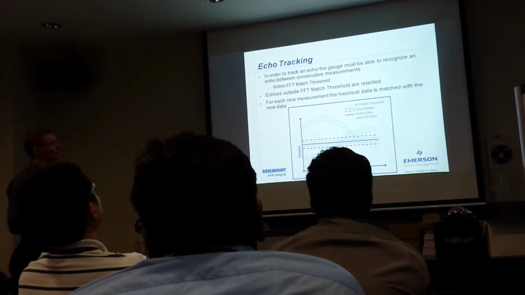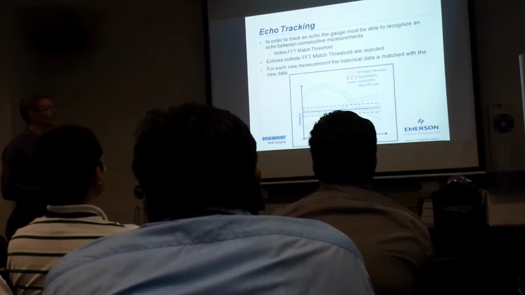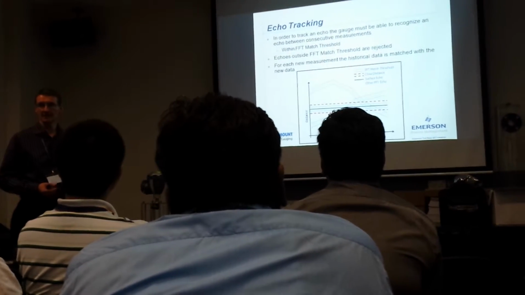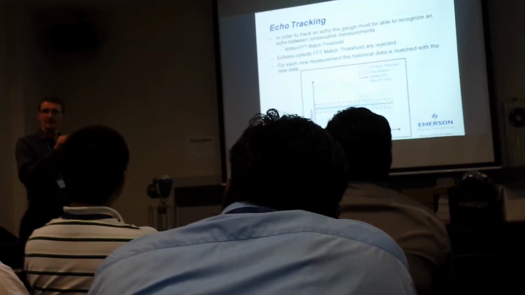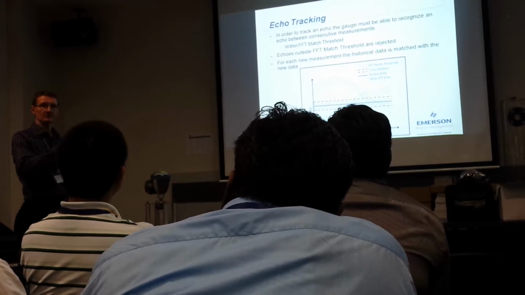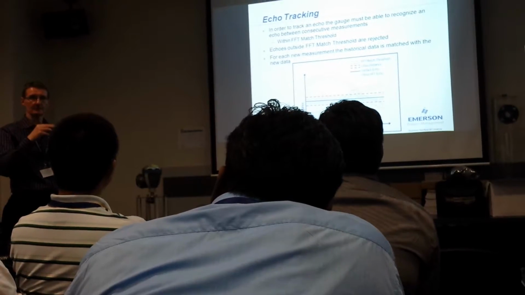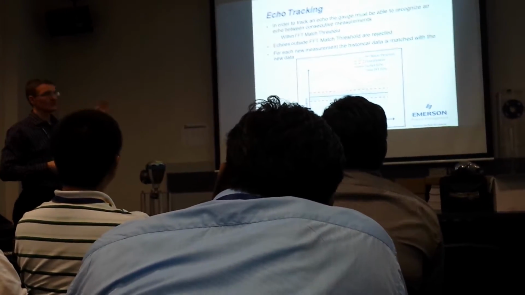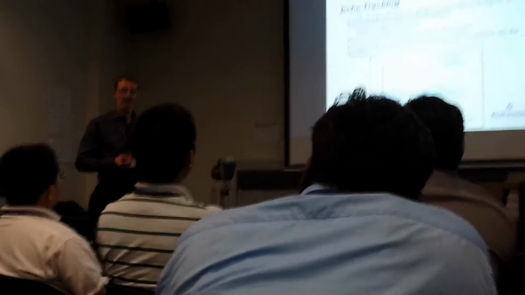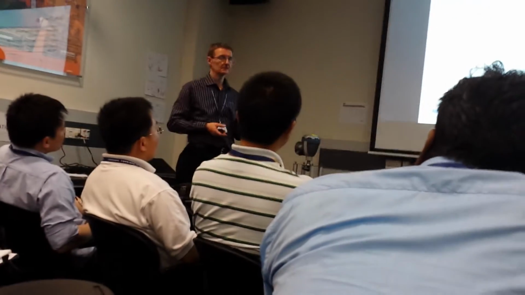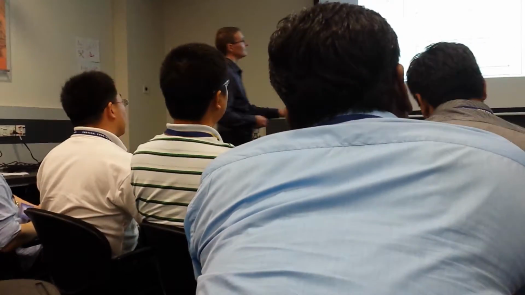Okay, in order to track an echo, the gauge must be able to recognize the echo between consecutive measurements, meaning that if the level is stable, every measurement is on this point. But if the level starts moving, then these measurements will be different in position. And then we have to tell the gauge how much change it can accept, if it's good or bad. So then we have our tracking window, the red line here.